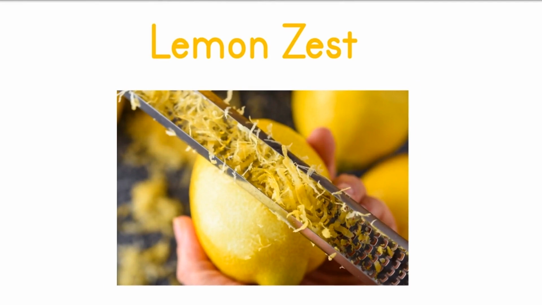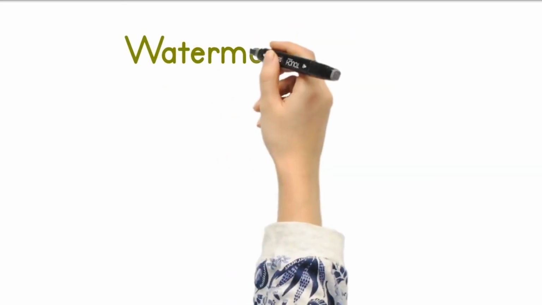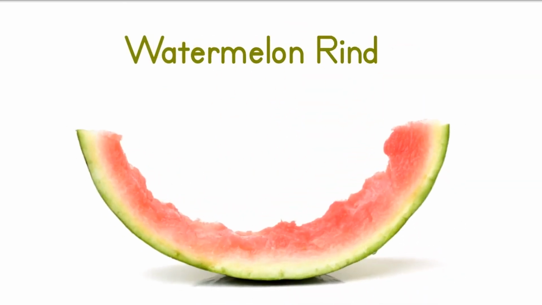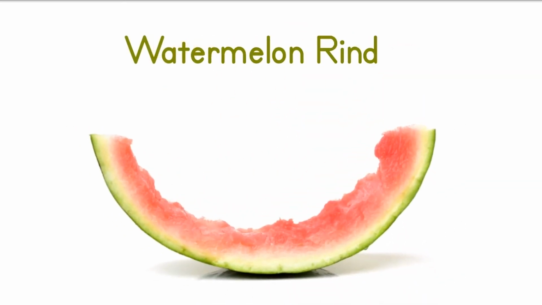Lemon zest. This is the yellow skin of the lemon. We call it zest. Sometimes we use it in cooking. Watermelon rind. We eat the red part, but not the green skin. The skin is called rind.